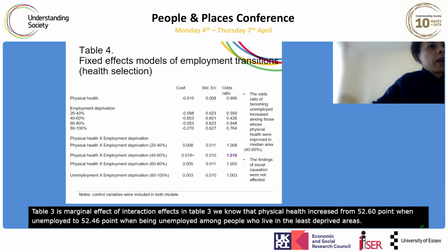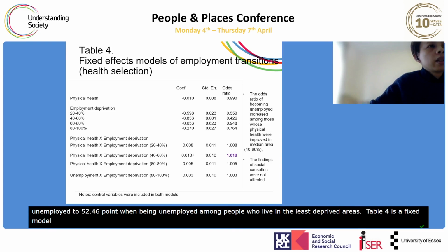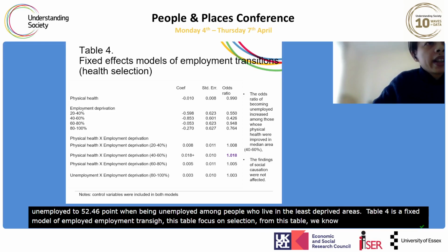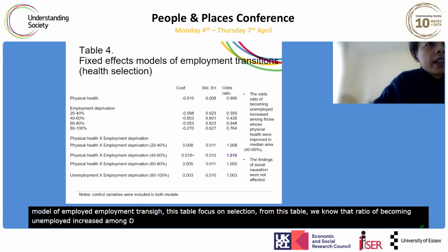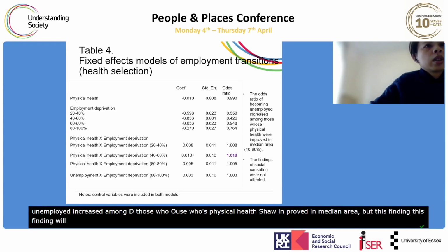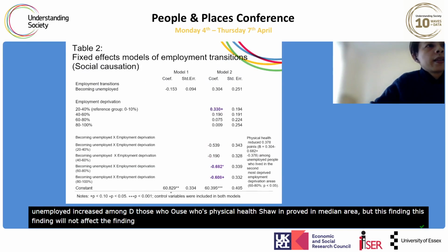Table 4 is the fixed effects model of employment transition. This table focuses on health selection. From this table, we know that the odds ratio of becoming unemployed increased among those whose physical health score improved in the median area. But this finding will not affect the finding of social causation.